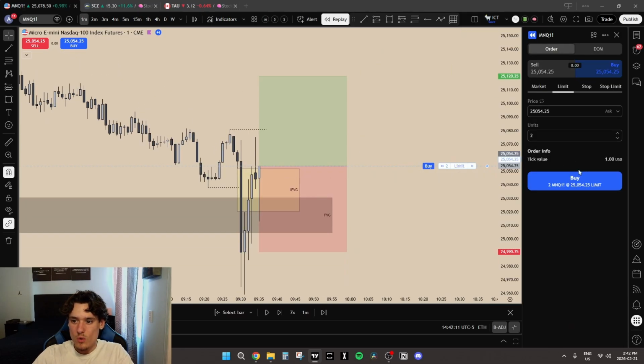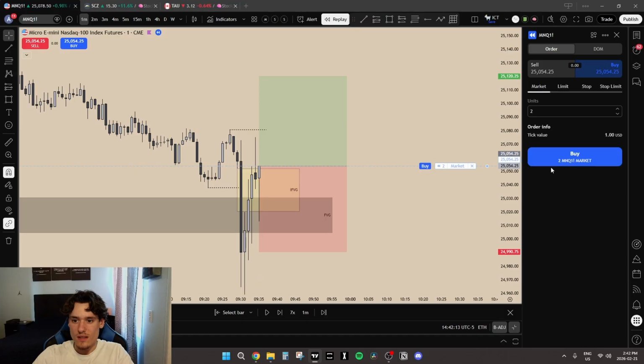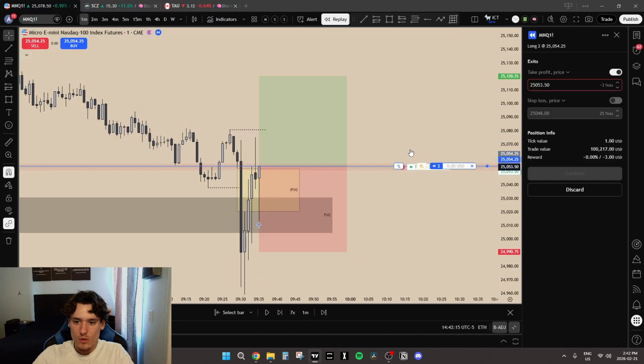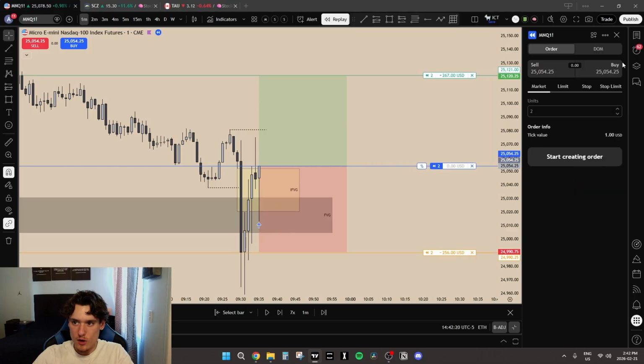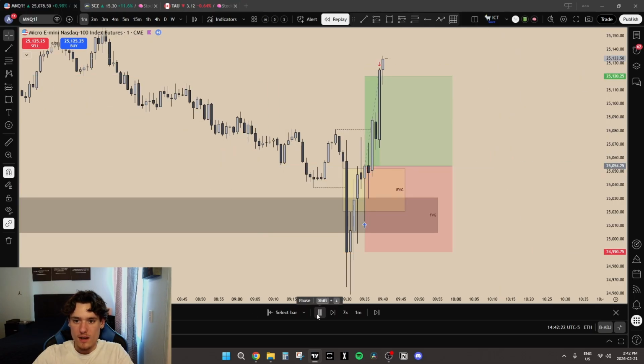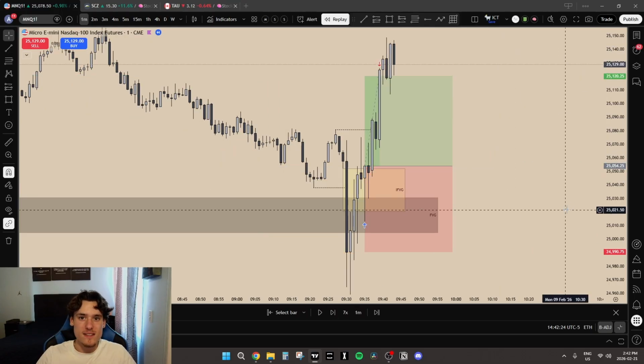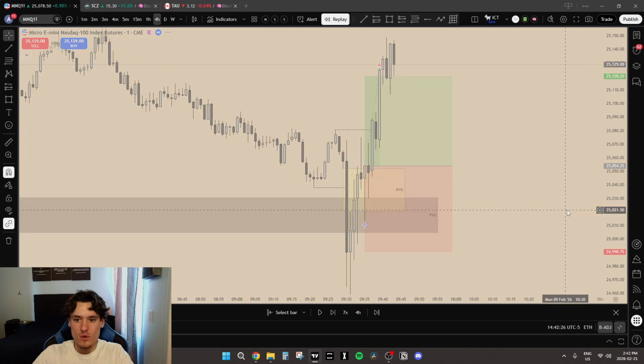There's no reason to be going for crazy RR trades. Just go for simple 1-to-1s, entry, bang, just like that. Confirm that, plop it in. And guys, it is as easy as that. And why did this work?